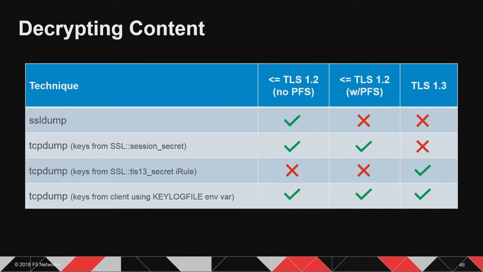In TLS 1.2 and earlier, SSL dump only worked when you weren't doing ephemeral things. It didn't work for the ephemeral keys, and it didn't work at all in TLS 1.3. TCP dump, when you dump the keys using iRules, works for ephemeral or not ephemeral TLS 1.2, but doesn't work on 1.3. The new iRules only work on 1.3, which is why that iRule I showed you has both options in it. It does both of these, depending on keys off the version, so it covers all three. Or if you dump it from the client side, that works for everything.